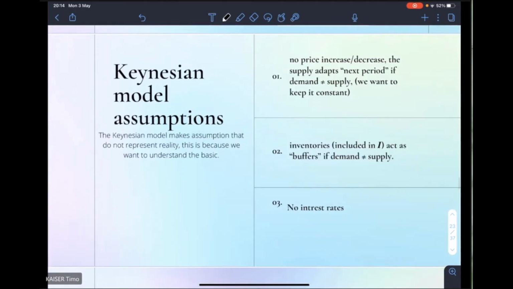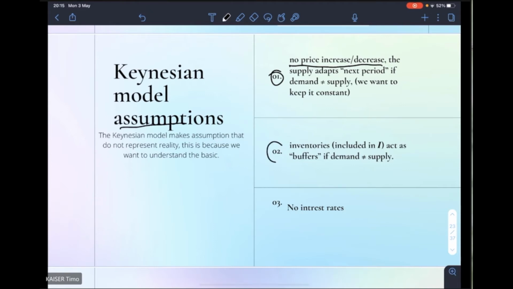Okay, then for this Keynesian model, we have to make some assumptions from reality that are not necessarily true in reality. So the Keynesian model includes 3 assumptions. The first assumption is that there is no price increase or decrease, so that supply and demand are always equal to one another and to keep it constant.